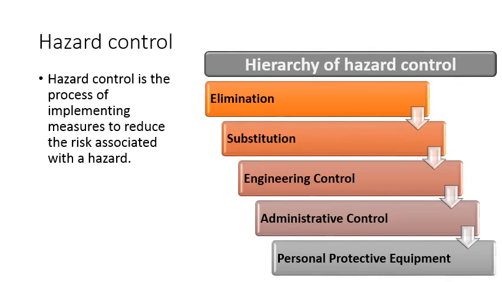Hazard control is the process of implementing measures to reduce the risk associated with a hazard. It should be carried out according to the priority based on risk assessment. The process of hazard control should follow an established priority order for the types of measures to be used to control risks. The hierarchy of hazard control is elimination, substitution, engineering control, administrative control, and application of personal protective equipment.